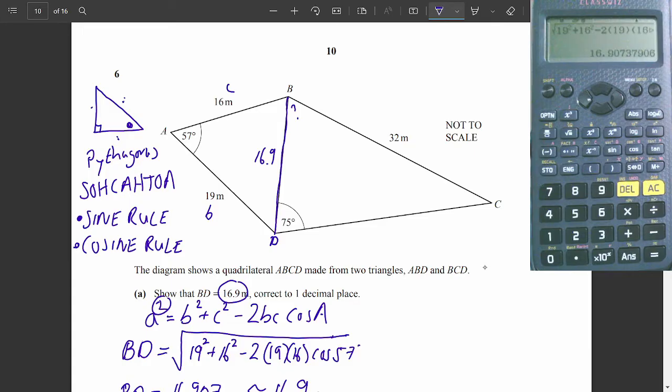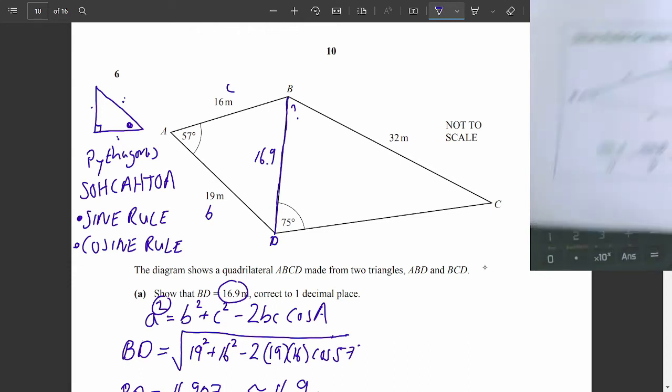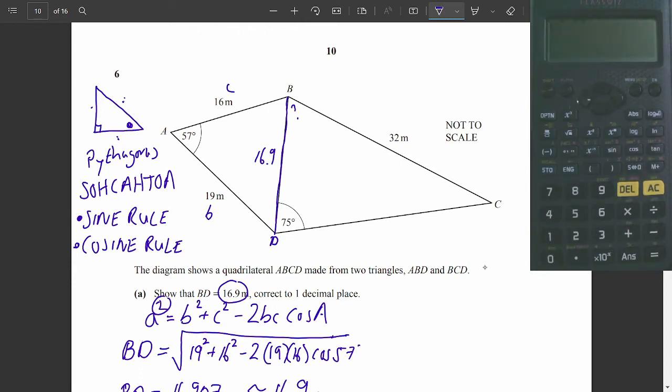As I said before, for the sine rule, we look for opposites. In this case, we have very clear opposites there. We've got this angle 75, and we've got this opposite side 32. That's a clear indication we are going to use the sine rule. So let's write that down.